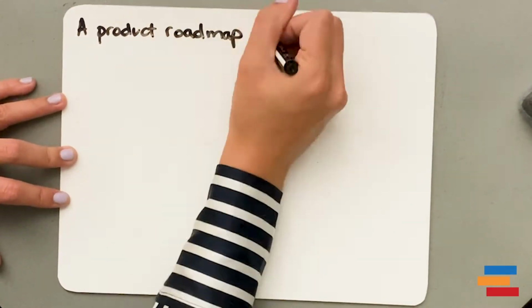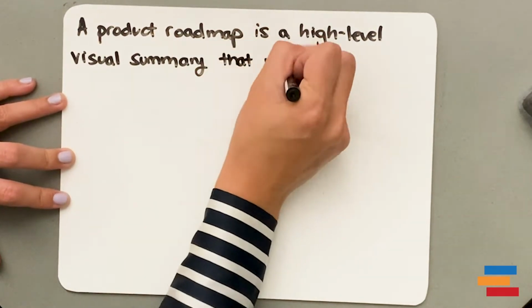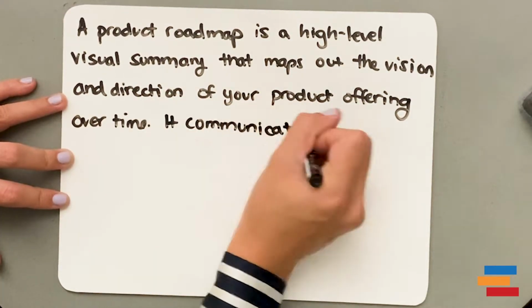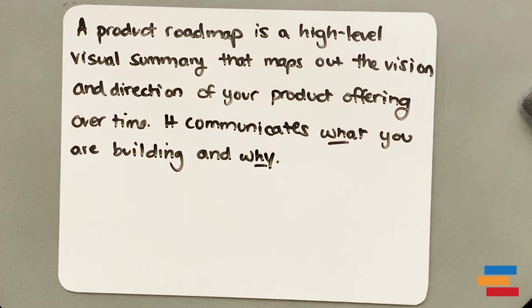A product roadmap is a high-level visual summary that maps out the vision and direction of your product offering over time. It communicates what you're building and, more importantly, why.